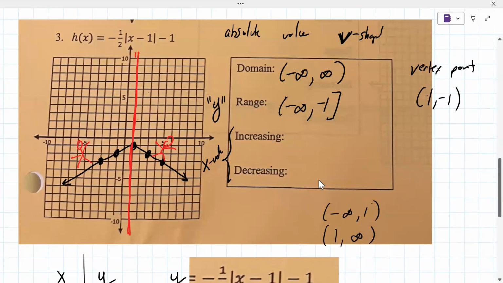So which is increasing, which is decreasing? Is increasing -infinity to 1? Increasing is -infinity to 1, and then decreasing is from 1 to infinity.